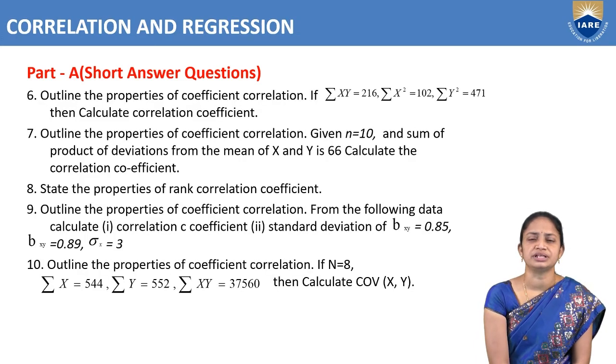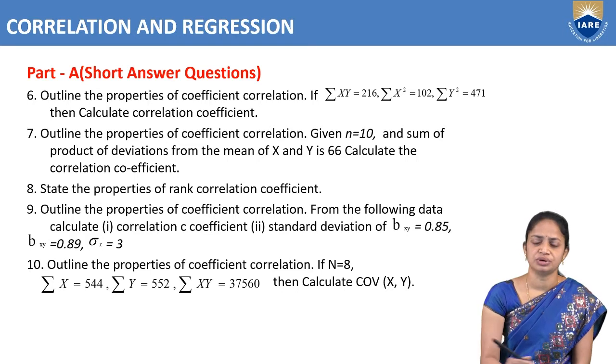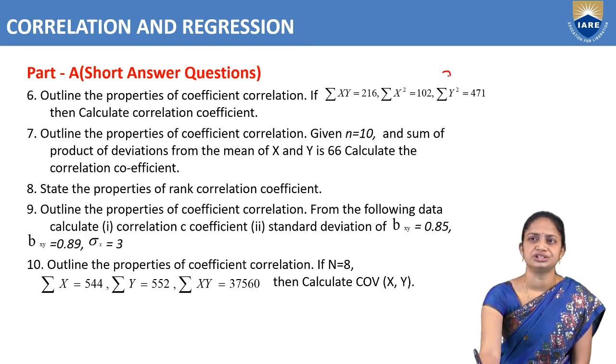Now, coming to the next question, outline the properties of correlation. If summation xy equal to 216, summation x square equal to 102, summation y square equal to 471, then calculate correlation coefficient. Here the formula is correlation coefficient r equal to summation xy by under root of summation x square into summation y square.